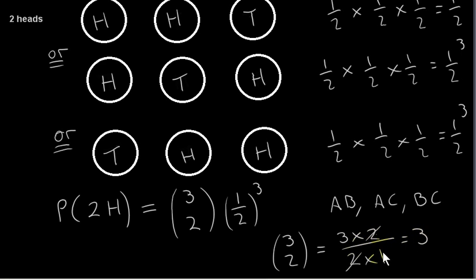As I've explained in an earlier video, 3C2 is the same as 3C1. Because when we select two objects from three objects, we always have one object left over. 2 plus 1 is 3. So by default, the number of ways of selecting two objects from three objects is the same as the number of ways of selecting one object from three objects.